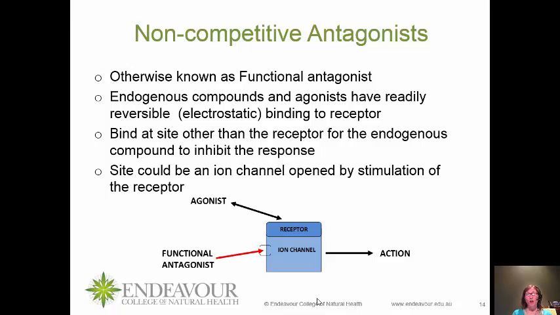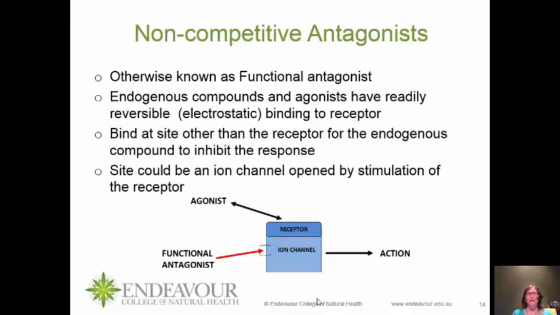Welcome back to Pharmacology, where we've looked in depth at pharmacodynamics, how the drug works on the body. We saw that we have agonist drugs, partial agonist drugs, and then there were those that were antagonistic. We looked at different types of antagonists.